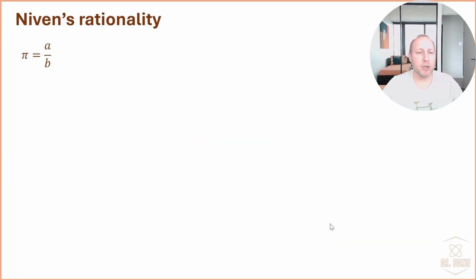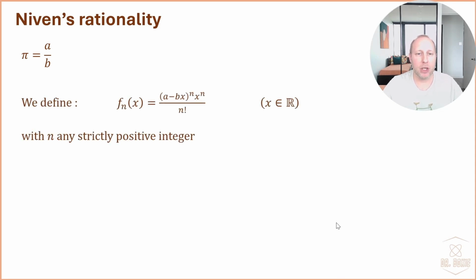We start with the assumption that pi can be written as the fraction a over b, and we will use these numbers a and b to define a function fn of x, where x can be any real number and n is any strictly positive integer, and the definition of fn of x is (a minus b x) to the power n multiplied with x to the n, divided by n factorial. Now, to prove that the integral of this fn multiplied with sine of x between 0 and pi is an integer, we will need a whole list of properties of this function fn.